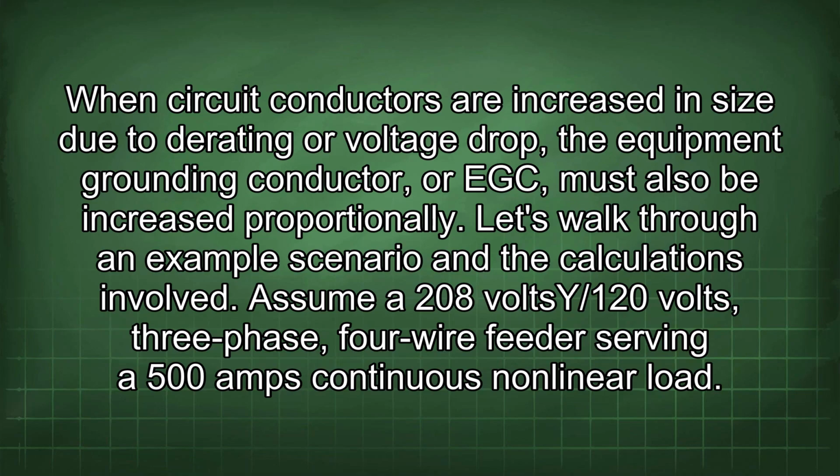When circuit conductors are increased in size due to derating or voltage drop, the equipment grounding conductor, or EGC, must also be increased proportionally. Let's walk through an example scenario and the calculations involved. Assume a 208 volts Y/120 volts, 3-phase, 4-wire feeder serving a 500 amps continuous nonlinear load.